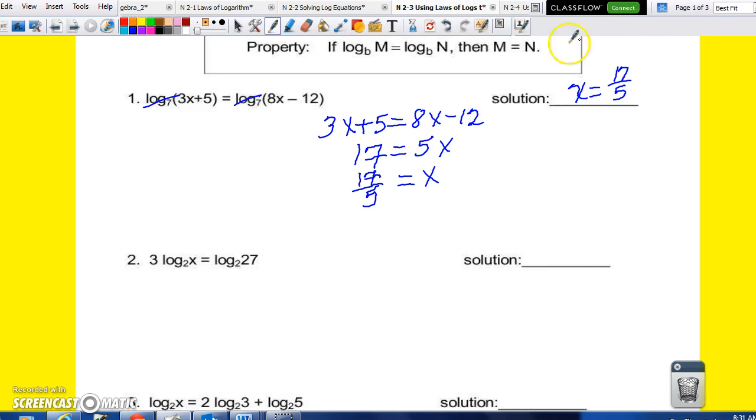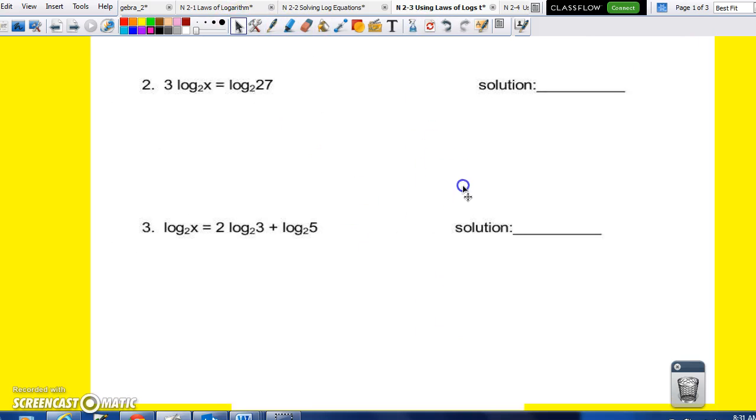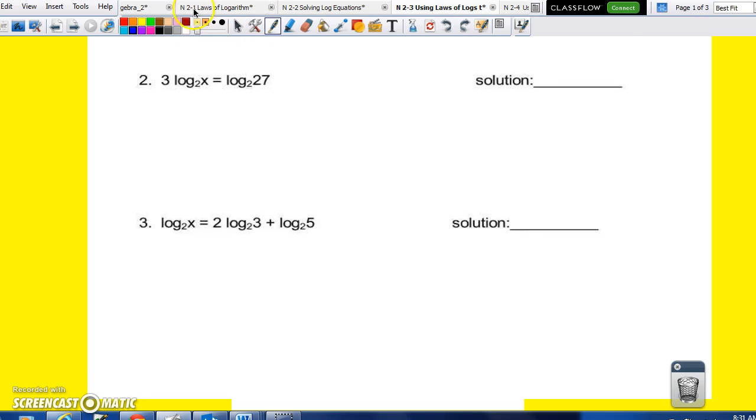So that is my solution. Okay, so now let's look at number 2. On number 2, I have to deal with my power first. So I know this 3 is going to move here. Now that I've done that, I can cancel my logs. So I have x to the third equals 27.